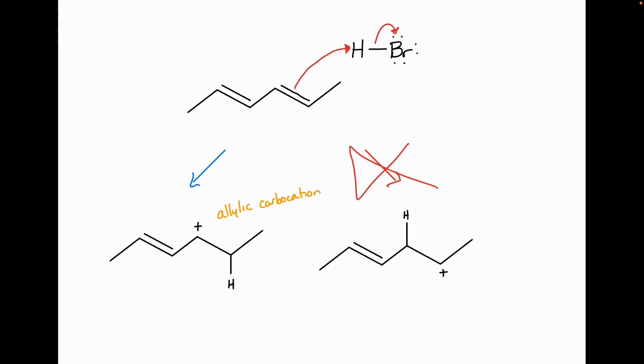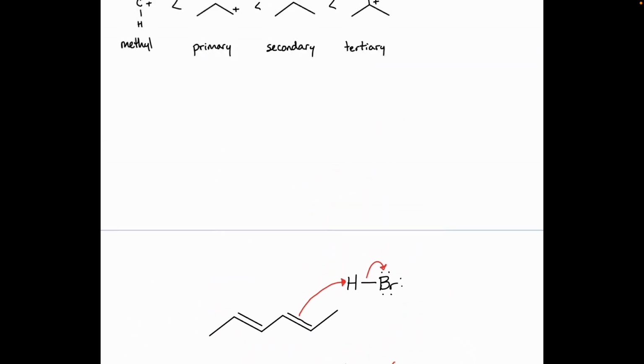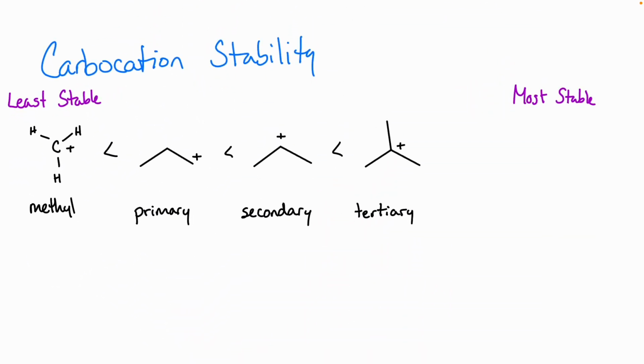And if we go ahead and scroll back up and update our stability chart here, you want to know what's even better than a tertiary carbocation? A resonance stabilized carbocation, right? So even more stable would be that allylic position carbocation. Remember, allylic means that it's one next door to that double bond.